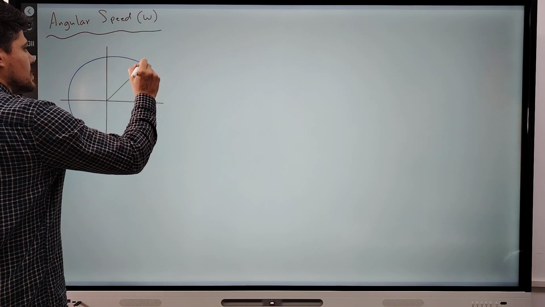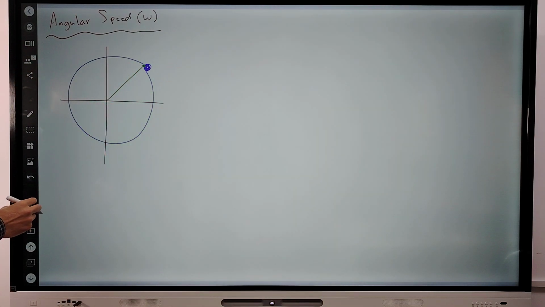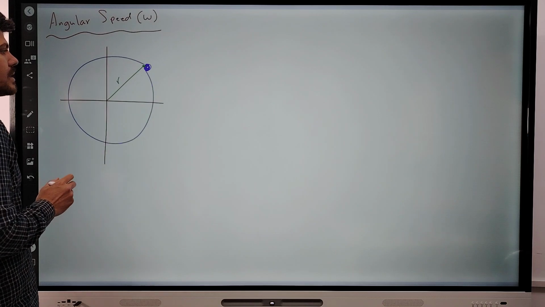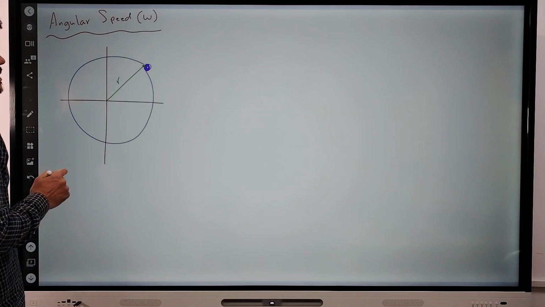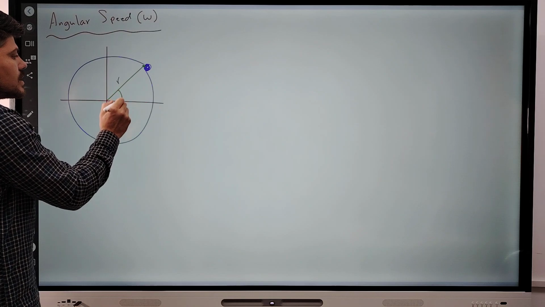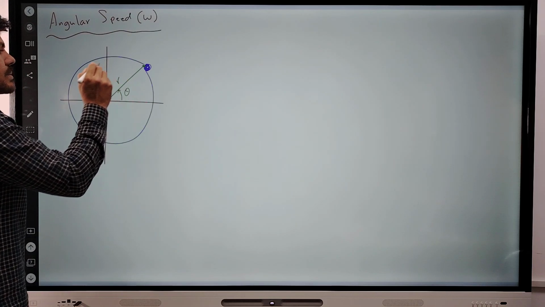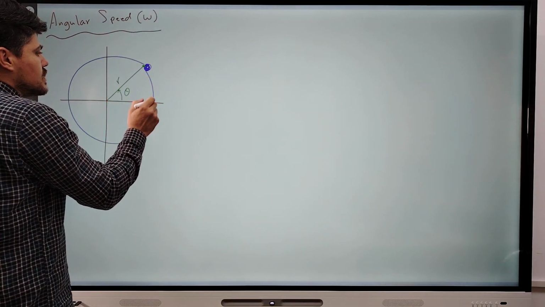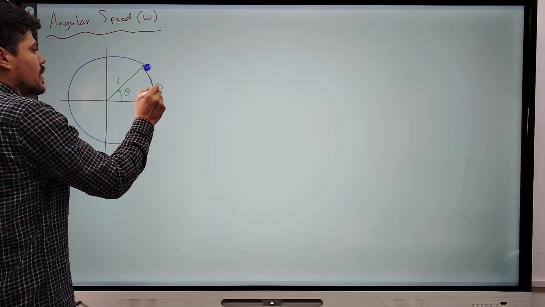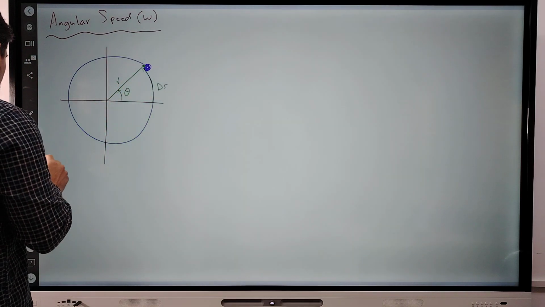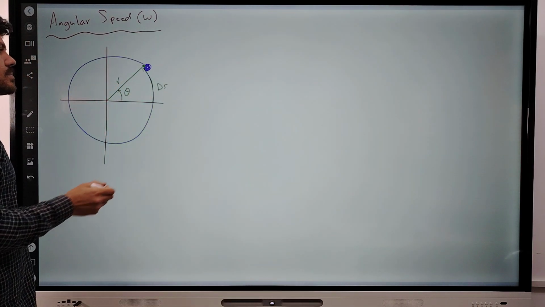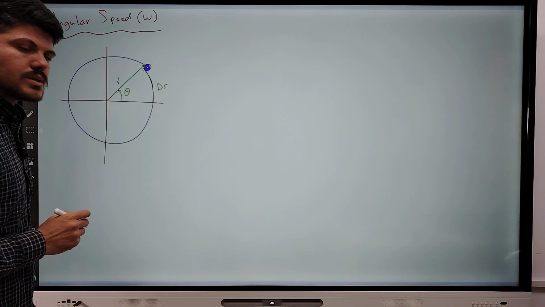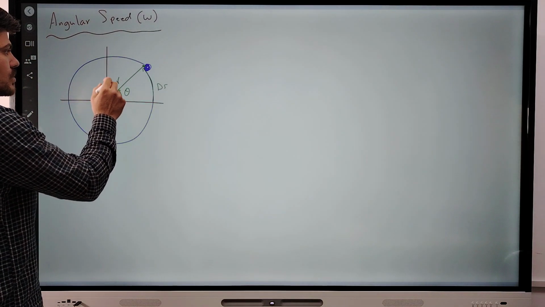so the distance, this distance is the radius from the center, from the axis of rotation to the object that is moving in a circular path or rotating object, and this is the angular displacement of this object. And this curve is the arc length. So you can find the angular displacement by dividing the arc length by the radius.